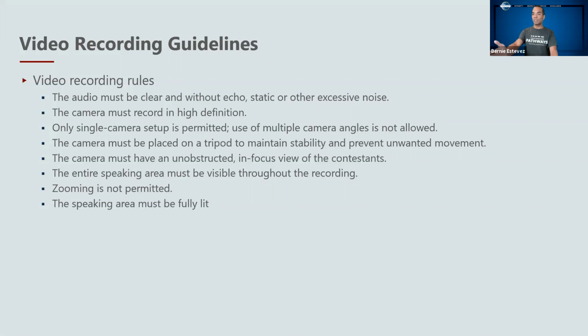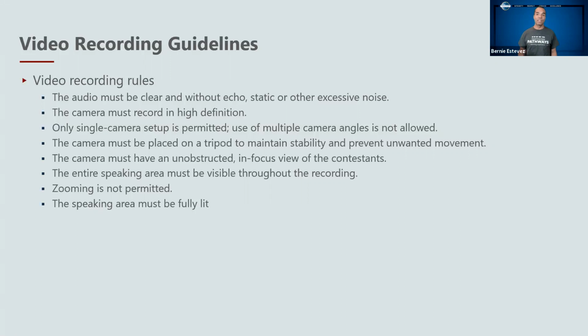I said this earlier, that they don't want any movement. The cameras must have an unobstructed, in-focus view of the contestants. That's straightforward. The entire speaking area must be visible throughout the recording. Whatever we can see through your camera, that's essentially the speaking area. The zooming, I already talked about that, and then that the speaking area must be fully lit.